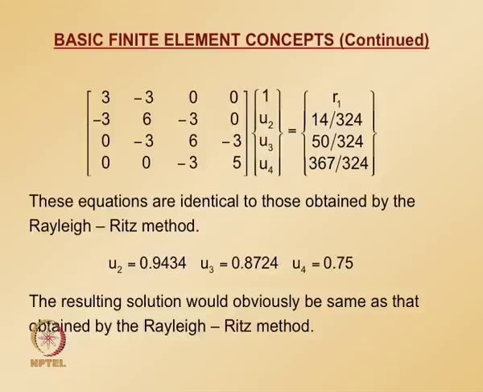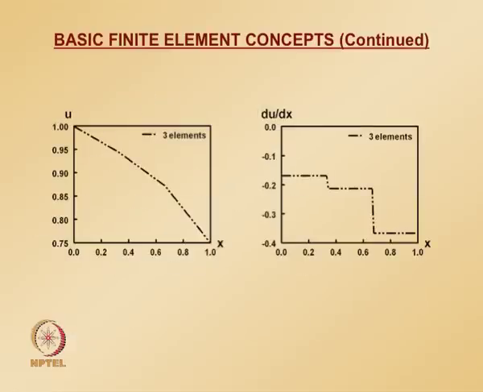These equations are identical to those obtained using variational method or Rayleigh-Ritz method. So, solving this equation system by partitioning of matrices, you get U2, U3 and U4, and the rest of the procedure is same. You can go to each element and find the element solutions and then plot the approximate solution and derivative of approximate solution. Okay, we will continue in the next class.